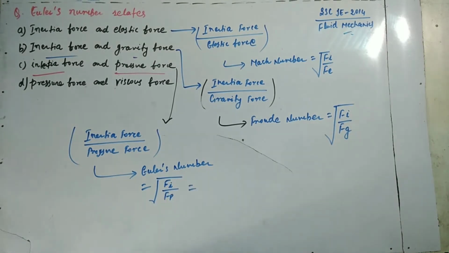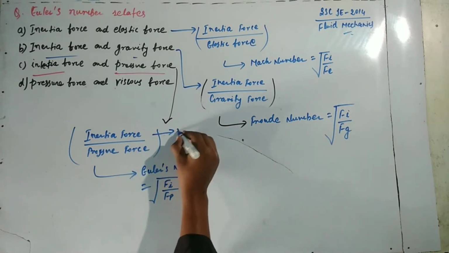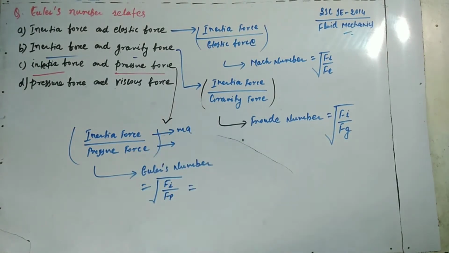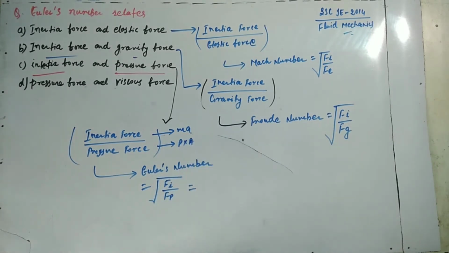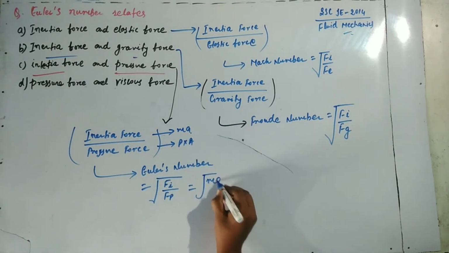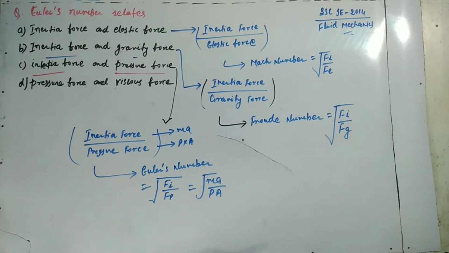Now we see Euler's number in detail. Inertia force is ma, mass into acceleration, and pressure force is p into a. Now we put in the values of inertia force and pressure force. So it is equal to root over ma by pa, where p equals pressure, m equals mass, a equals area, and small a equals acceleration.